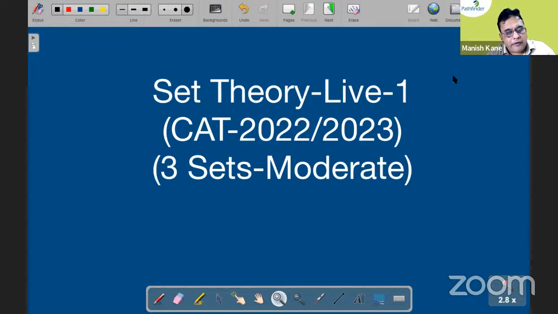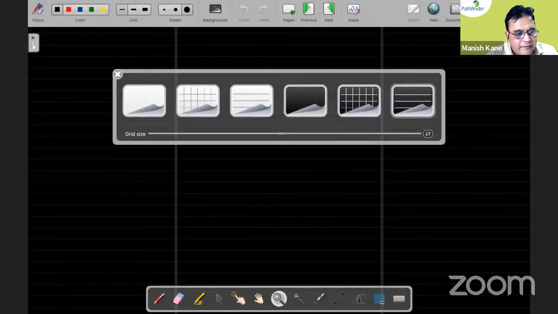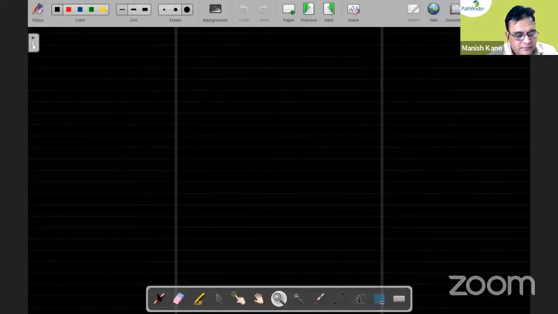And today, since this is the first session on set theory, we are going to focus on questions related to 3 sets. In the next class, that will be next Friday, we will focus on questions related to 4 sets. But first, before we start, let's try to understand a few things about set theory, and I hope you're already aware of these things.